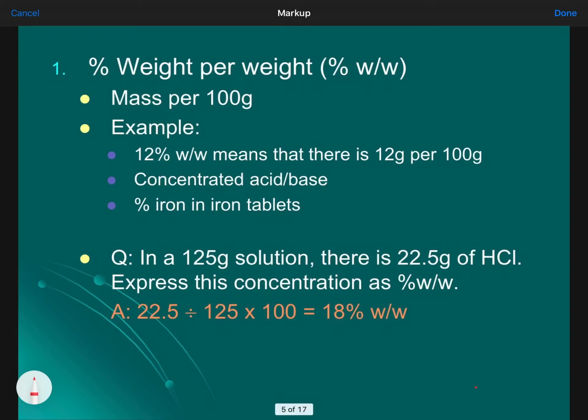So in this video, I just want to go through the concentrations, or how you express concentrations of solutions. Now, you got a PowerPoint in 5th year on concentration of solutions, and it starts off talking about, it's kind of like revision of Junior Cert solutions.